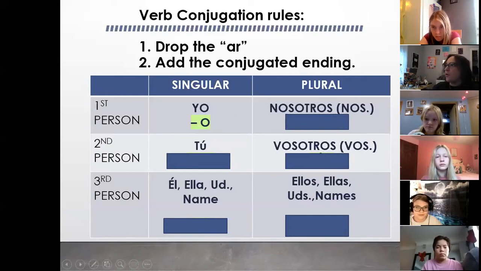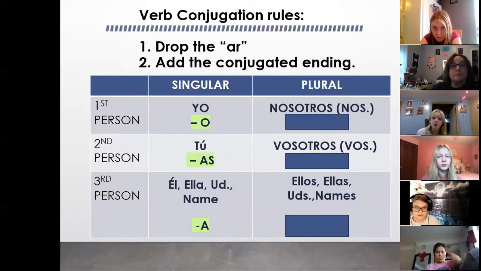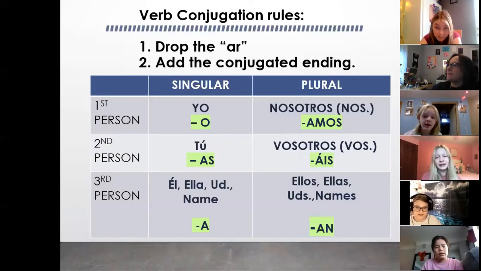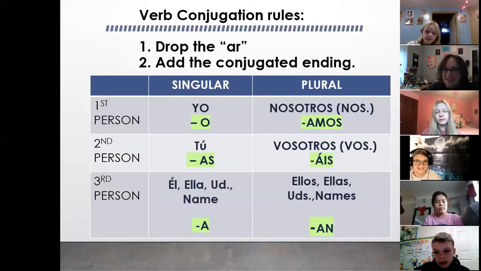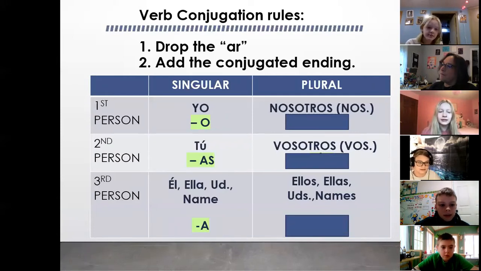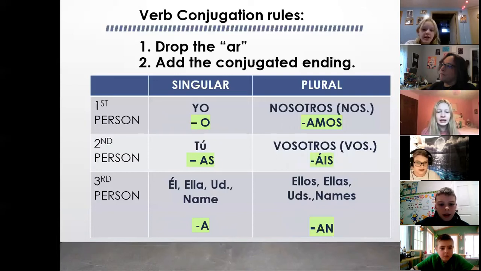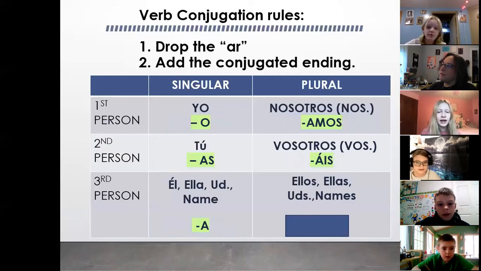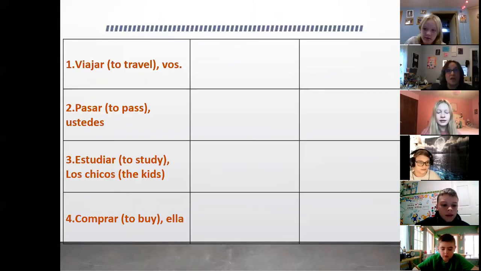Okay, repiten por favor. O, as, a, amos, an. So this lag on the Zoom cracks me up. It sounds like you're doing a round rather than in unison. So read them as you see them now. O, as, a, amos, an. Okay. All right. So you can make yourself memorize those endings in that order.